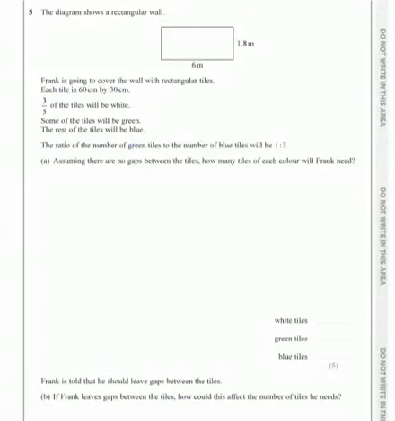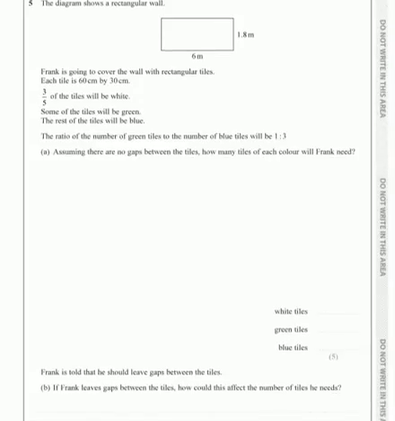Okay, so we're now tiling the wall. And we've got these tiles that are 60 centimeters by 30 centimeters. We're trying to cover the area of 6 meters times 1.8 meters. First thing we're going to work out is the total number of tiles needed to cover that. So what we can look at is how many we would fit along the length here, and then how many we can fit along the width as well.